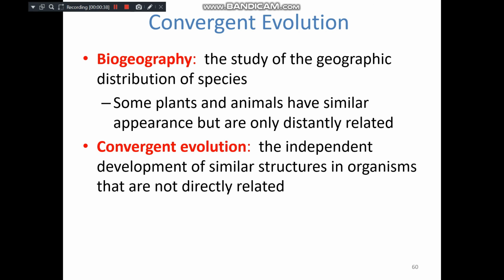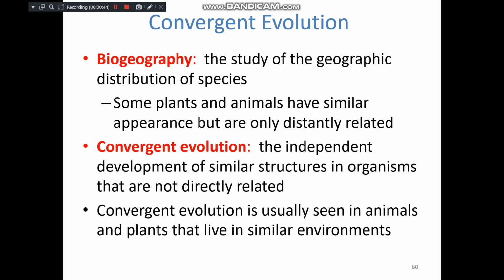Then another interesting thing is the convergent evolution. What do you mean by this convergent evolution? The independent development of similar structure in organisms that are not directly related. If you look into two organisms which may look alike, but if you carry out the analysis at a certain level, you understand that they are not closely related, but now they look most closely related. This type of evolution, we call it as convergent evolution.